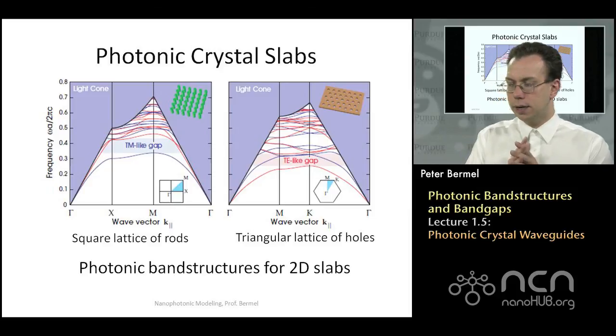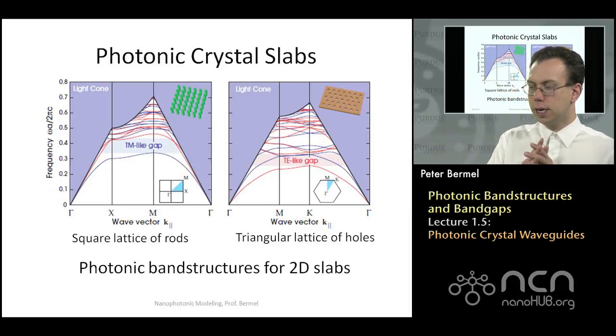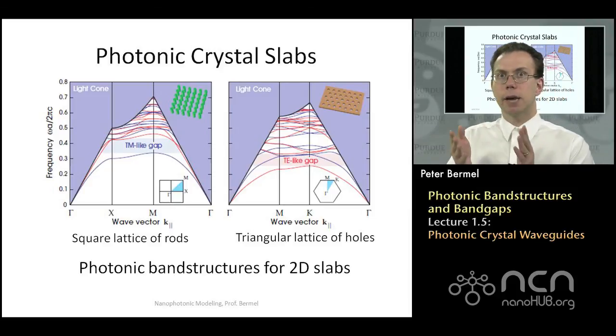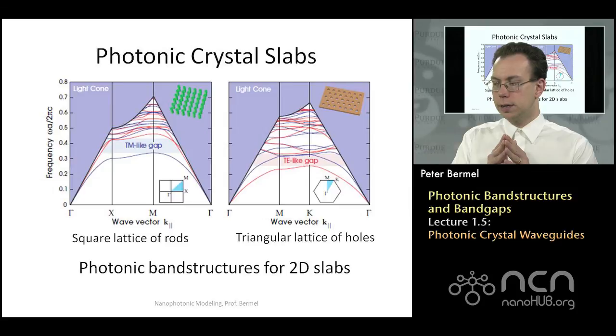And so what that gives rise to ultimately is band gaps that are very similar to what we had in the 2D photonic crystal as long as we're below the light line. And so that means that for the rod-like photonic crystal slabs, we can still have TM-like gaps. And then for the hole-like slabs, we can have TE-like gaps.